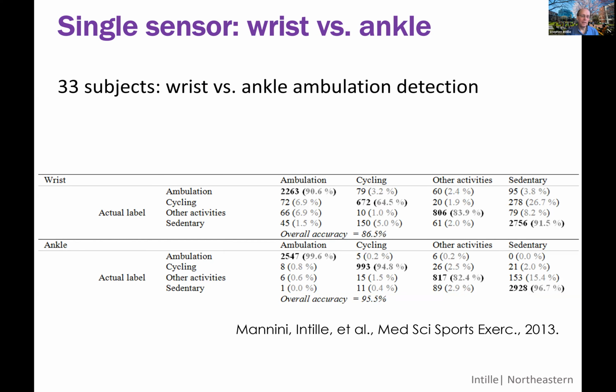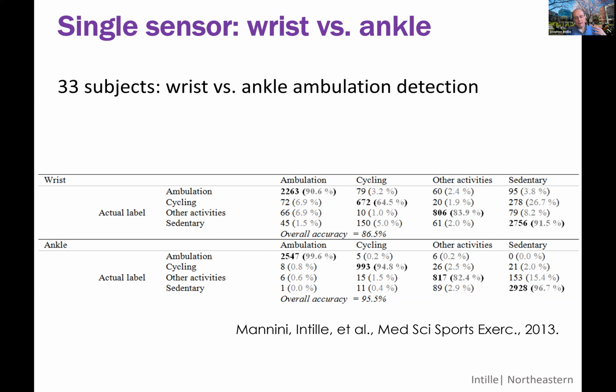Here's another study. This was just wrist versus ankle ambulation detection on 33 people. We just had not a lot of categories: ambulation, cycling, other activities, and sedentary. And we can do, again, okay, but we are always doing better if we can get training data from individuals.